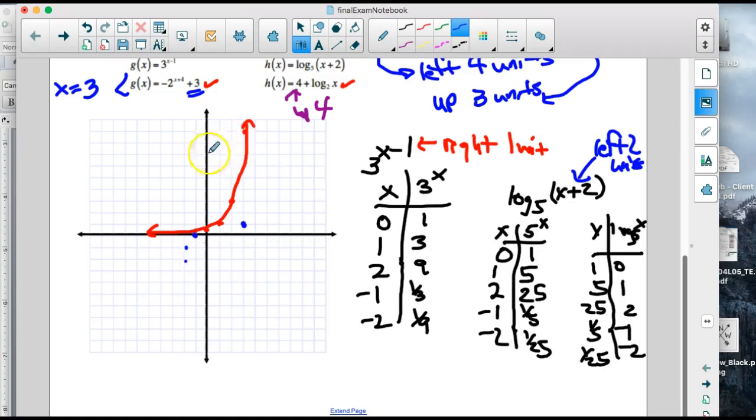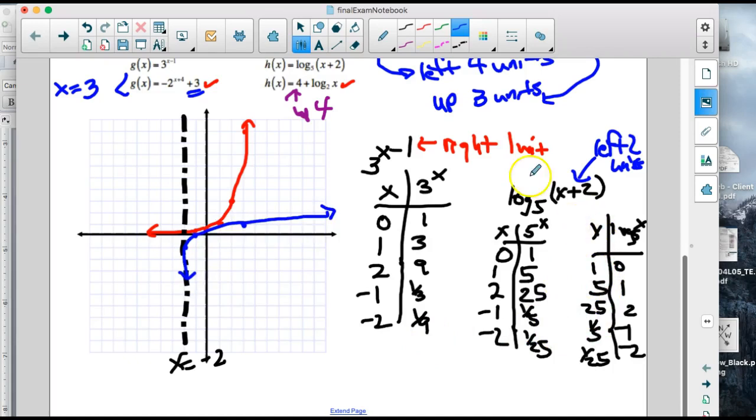So it's going to be something really close to the line x equals negative 2. So that line x equals negative 2 is our asymptote, and we're going to get really close to that. We're going to turn really close to that, then turn up and go really quickly to the right. So that's that function right here.